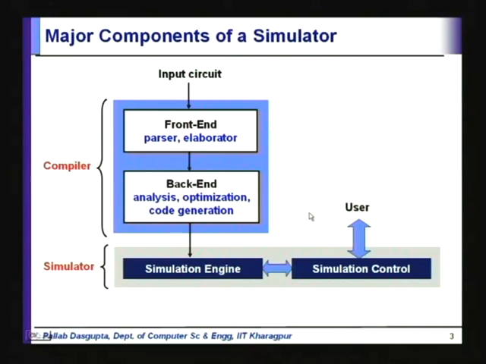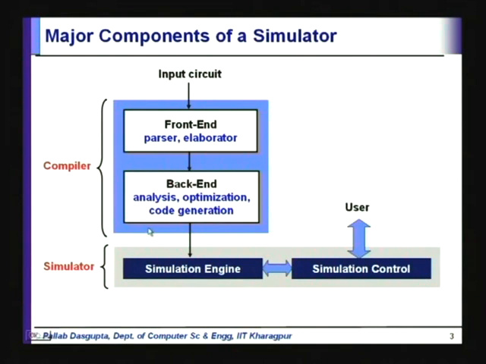If you look at the major components of a simulator, there are broadly two parts. One is the compiler, which is on the top here, and the remaining part is the actual simulator. So, what does the compiler do? It has again two parts. One is the front end, which consists of a parser and an elaborator. And then it has a back end which does analysis, code optimization and code generation.